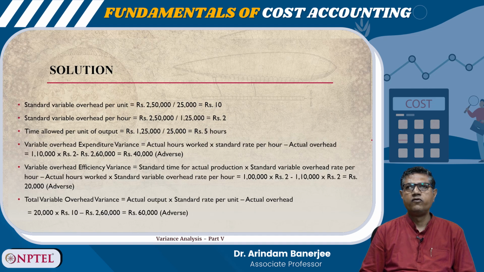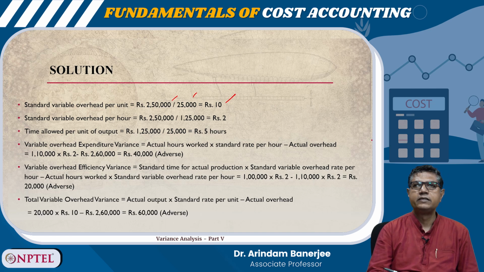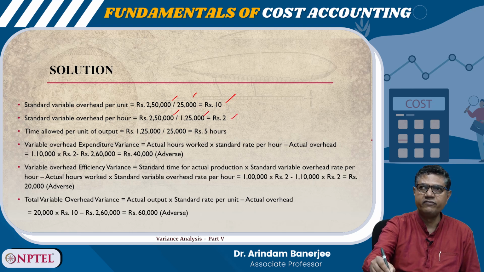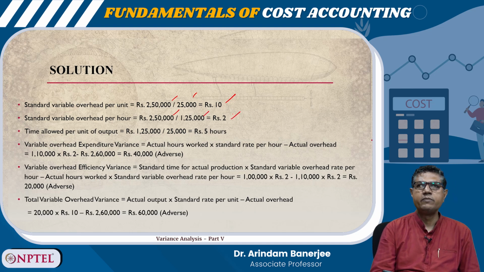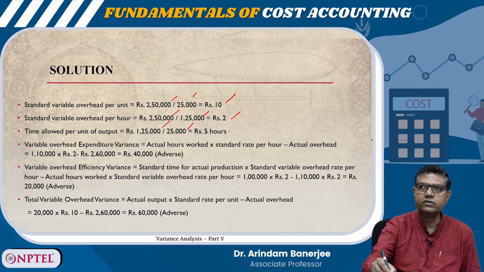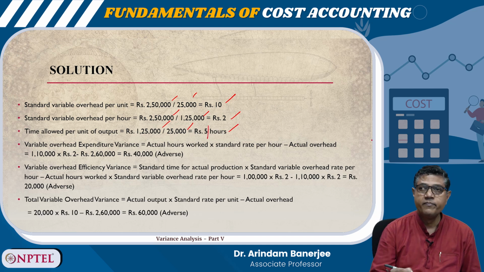Standard variable overhead per unit is 2,50,000 by 25,000, that is rupees 10. Standard variable overhead per hour is rupees 2,50,000 by 1,25,000, that is rupees 2. Time allowed per unit of output is 1,25,000 divided by 25,000, rupees 5 per hour, right. Variable overhead, it will be rupees 5 per hour.